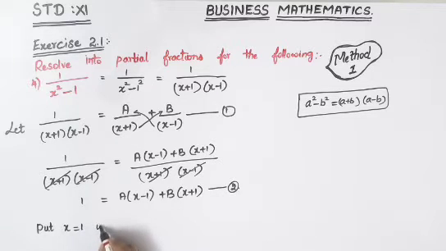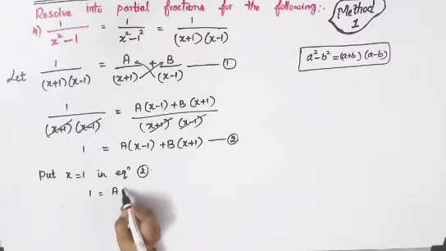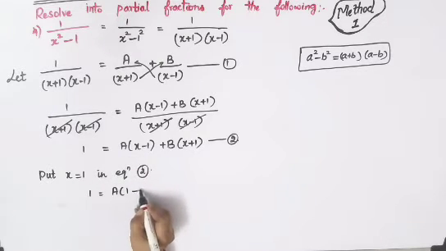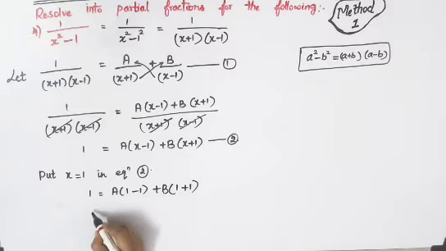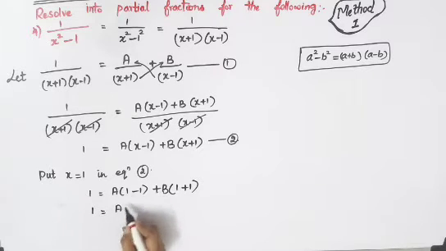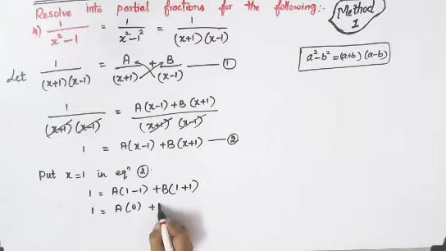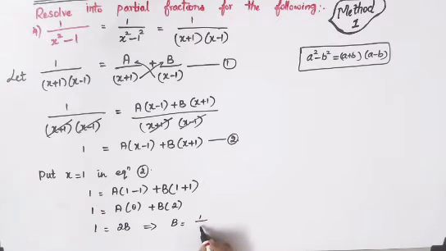So put x is equal to 1 in equation 2. In this equation you have to substitute it. 1 is equal to a into, instead of x you write 1, so 1 minus 1, plus b into, again x is there, so 1 plus 1. The next line is 1 is equal to a into, this part will become 0, plus b into 1 plus 1 will be 2. So 1 is equal to, this whole thing becomes 0, you will have only 2b. That is b is equal to 1 divided by 2. Take this 2 towards your left hand side, so it will come to the denominator. Therefore the value of b is equal to 1 by 2.